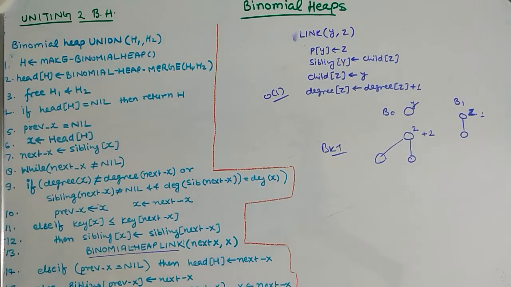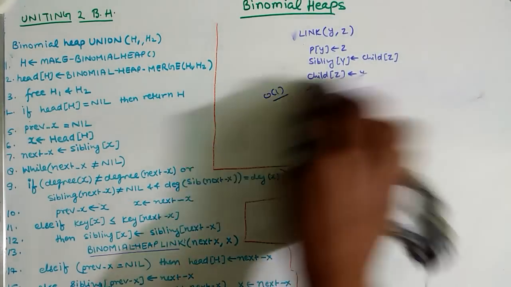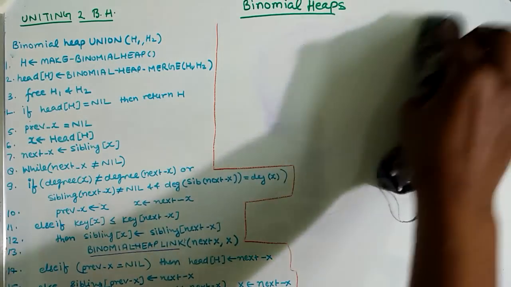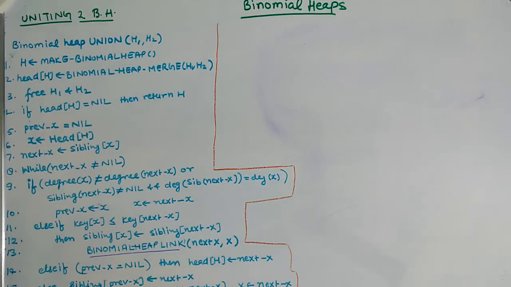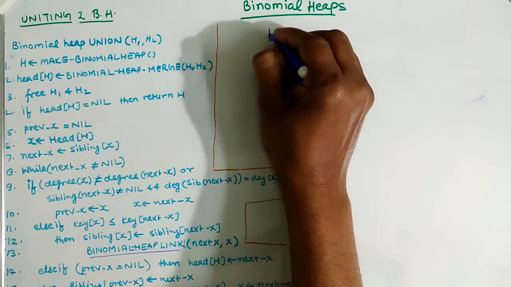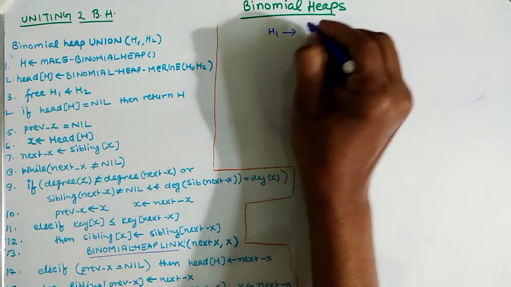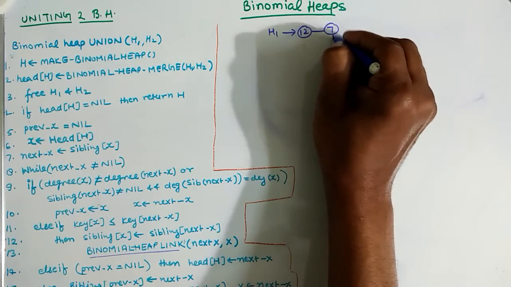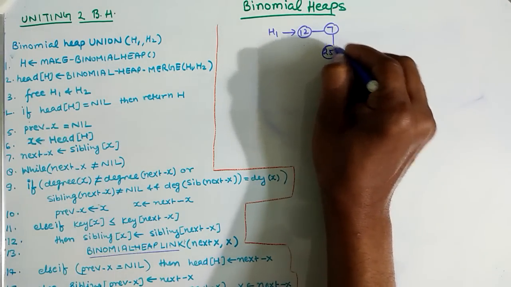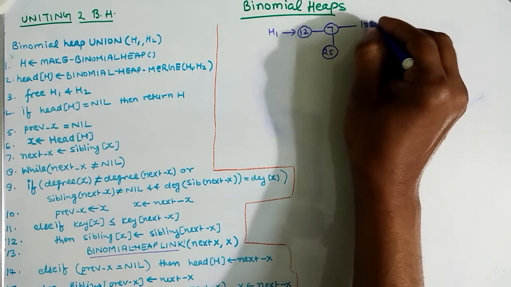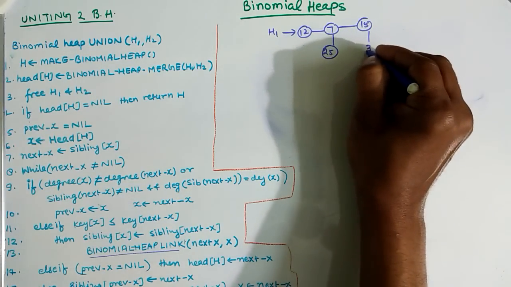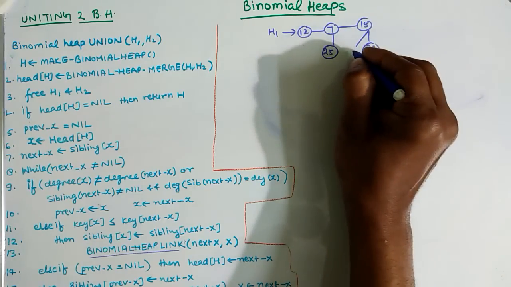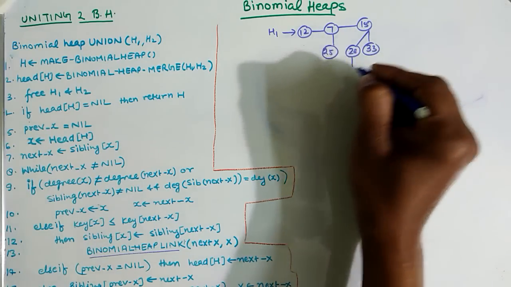So I draw an example first, then one by one we will see how this binomial heap union works. I just rough it out. For example, I have a heap h1 with the following binomial trees: 12, 7, 25, 15, 33, 28, and 41.